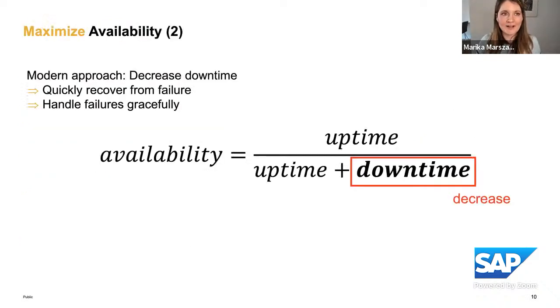Okay, then let's talk about how to maximize availability by decreasing downtime. This is the more modern approach, and the idea behind it is to quickly recover from failure. Once you have a failure, try to get back on track as much as possible. And also, once you have a failure, handle it gracefully so that your software can still bring value and provide the best experience to your users.